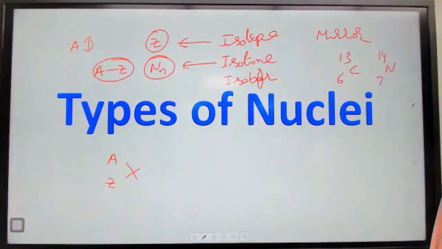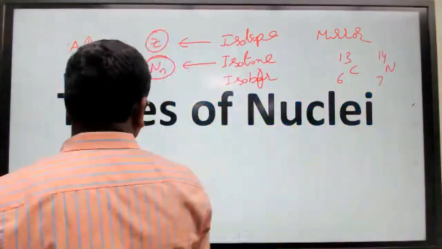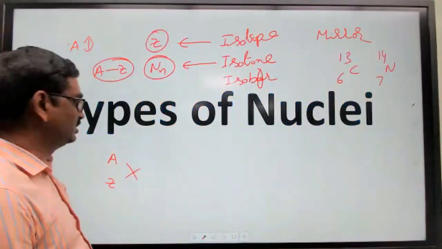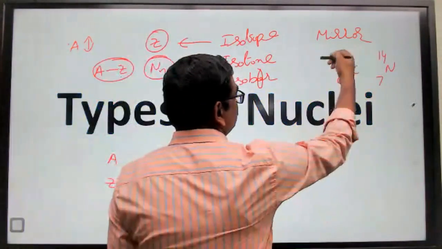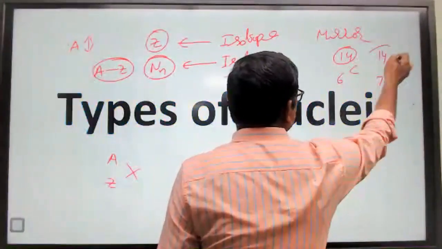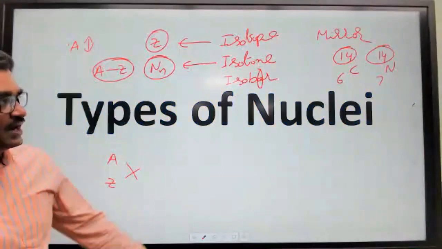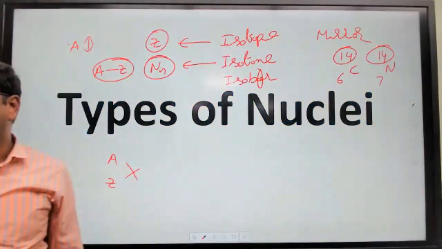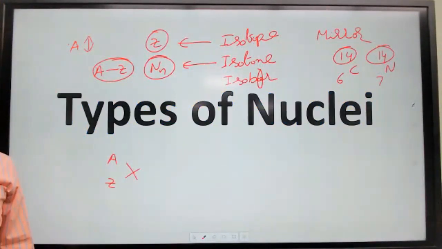Next, mirror nuclei. Same mass number should be there. So can I write 6C14 also? 6C14 is also an element. For these two, this one and this one, the mass number is the same. So these two are called isobars.